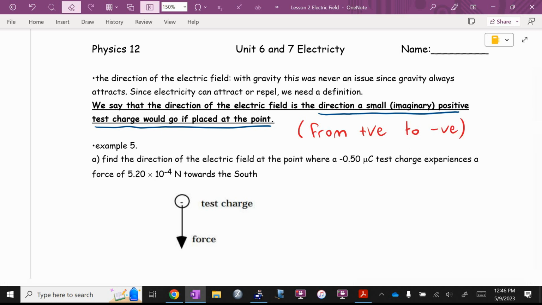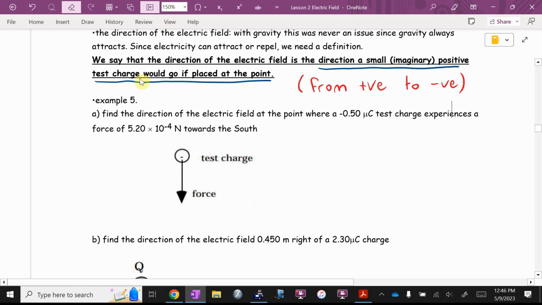I've seen some textbooks say it's from positive to negative. The problem is sometimes in your diagram, you won't have a clear positive or negative in your picture, but if you can imagine a positive charge at that location, and it's an imaginary charge, it's really tiny. How tiny, Eric? So tiny it doesn't have its own electric field because that would change the question. But it's positive. Oh, calculus students, it's a limit.